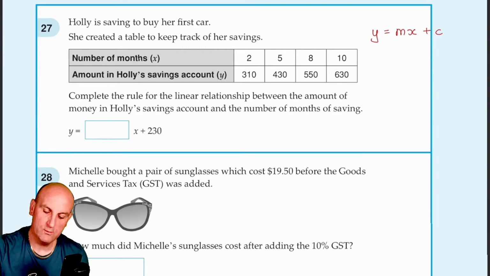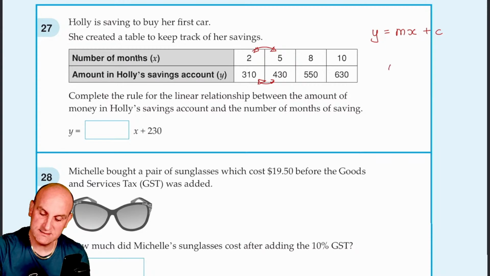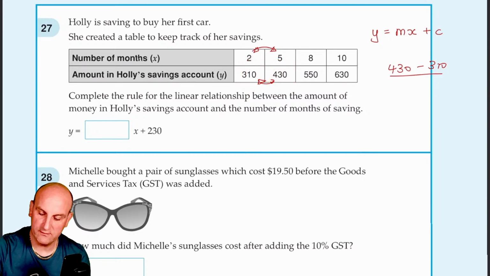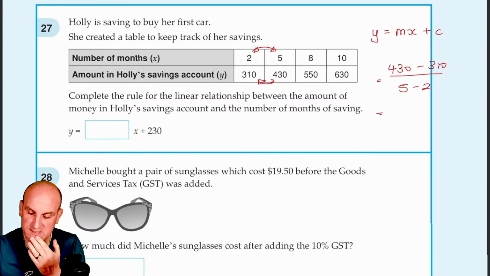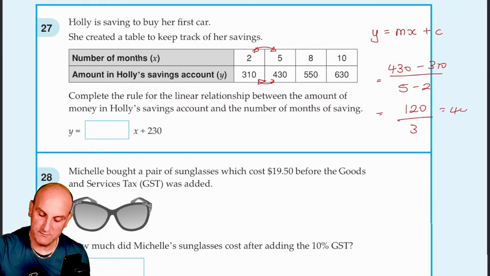And how do we do the gradient? Well, we look at the difference between these two values and the difference between those two values, and we divide them. Or we do rise divided by run. So my rise in this situation would be 430 minus 310, because these here are my rise values. So I'd be doing 430 minus 310, and I'm going to divide that by 5 minus 2. 430 minus 310 is going to give me 120. 5 minus 2 is going to give me 3. Divide those is going to give me 40.